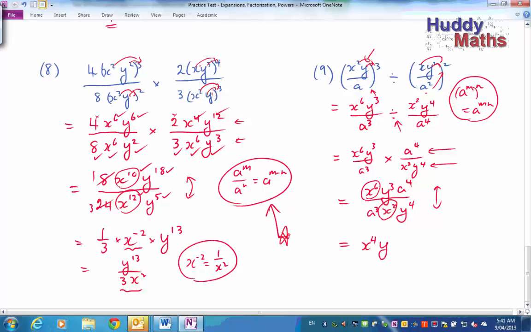Then we'll do the y term. Y cubed divided by y to the 4th. 3 take 4 is neg 1. And then the a terms. A to the 4th divided by a cubed is a to the 4 take 3, which is just a to the 1. So now we can say, what is this? Negative power means 1 over, so y goes down the bottom there, y to the 1, or just y in the bottom line.